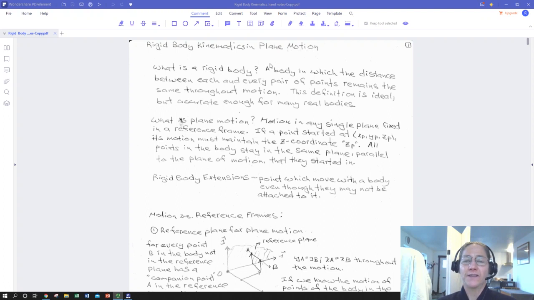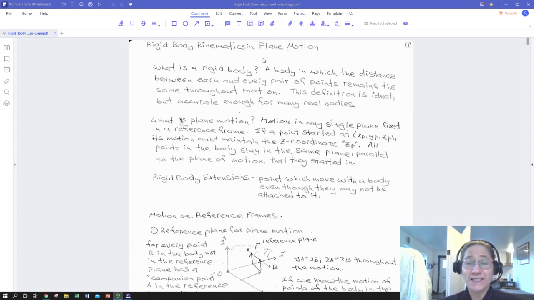Okay, so the definition of a rigid body from our standpoint is a body in which the distance between each and every pair of points remains the same throughout motion. So the points are changing their position relative to a reference frame external to the body, probably an inertial reference frame if we're going to start invoking Euler's and Newton's laws. But the distance between any two points never changes in that body. So if you can think of a body being very, very stiff and not deforming, that's a natural consequence.